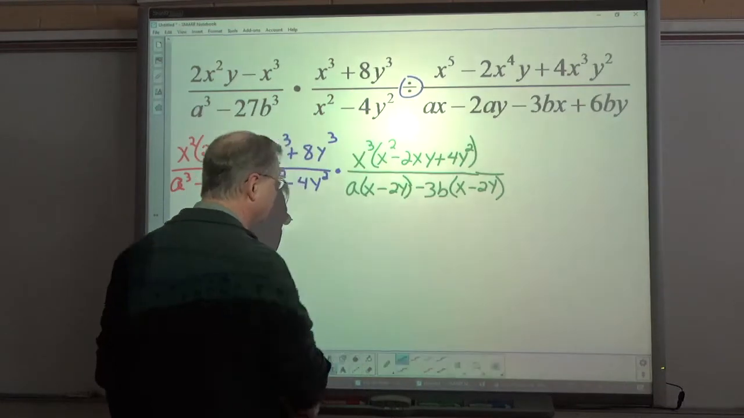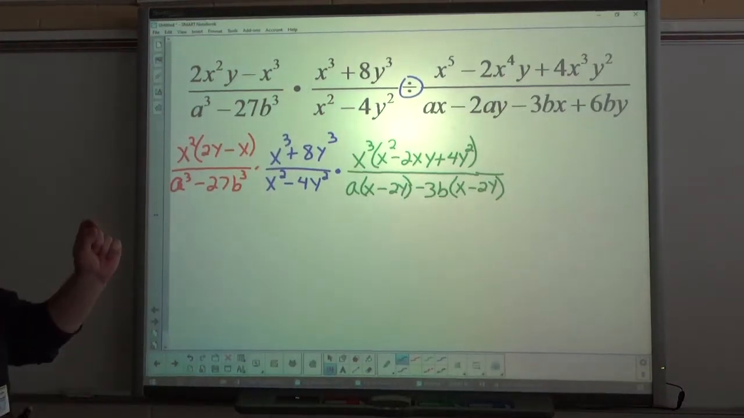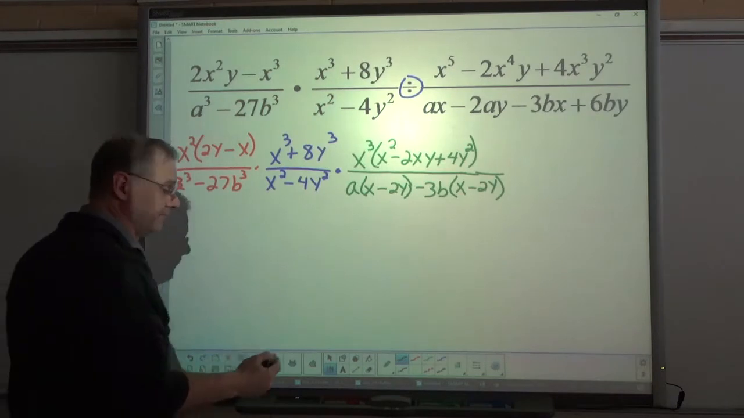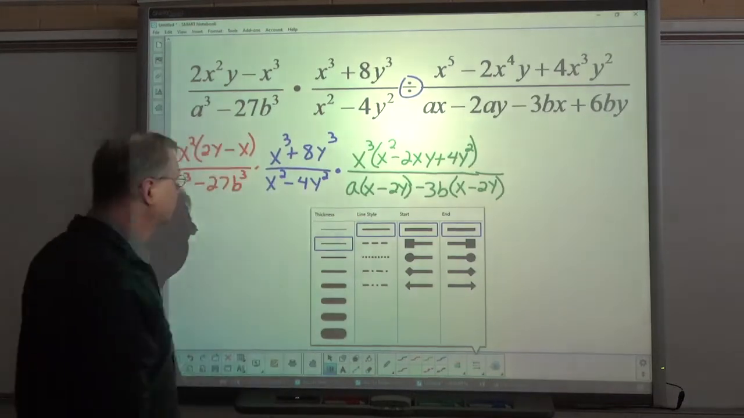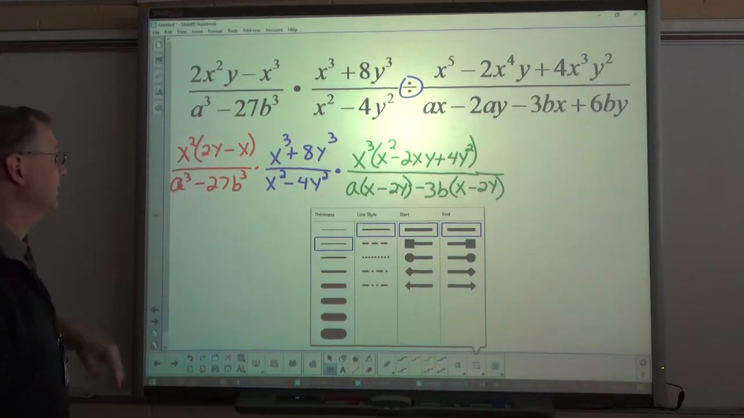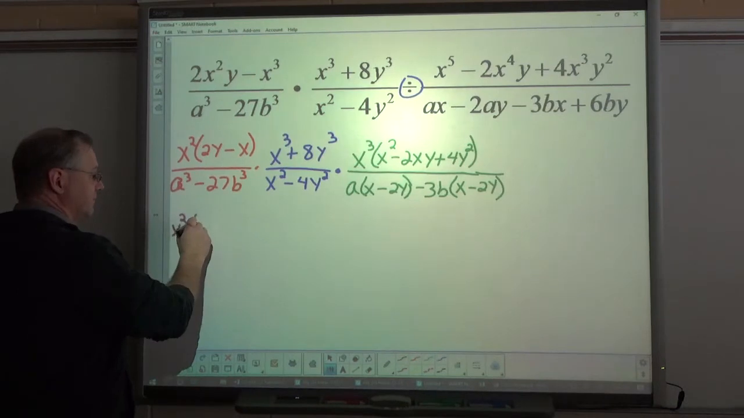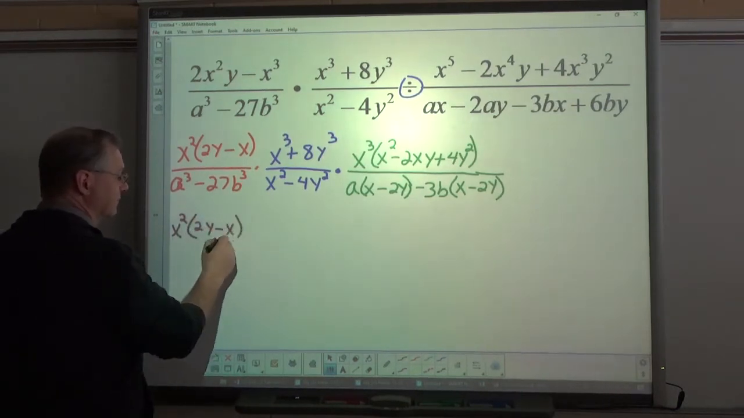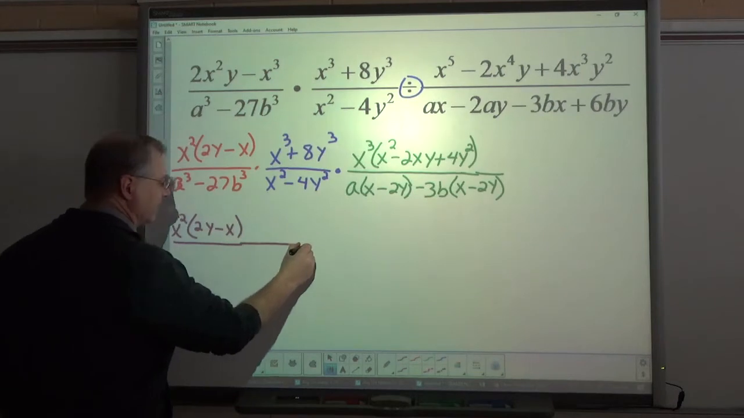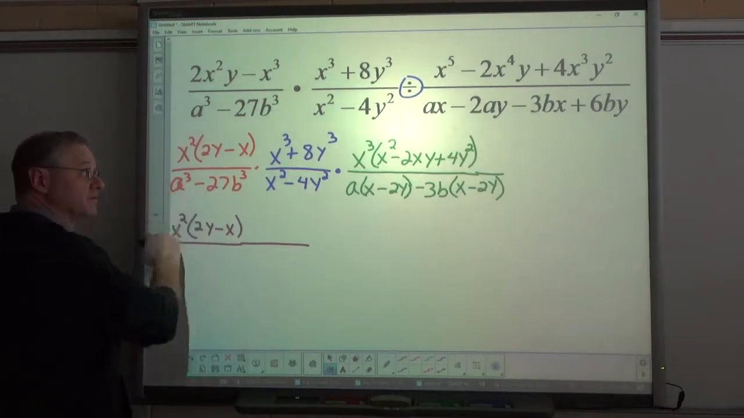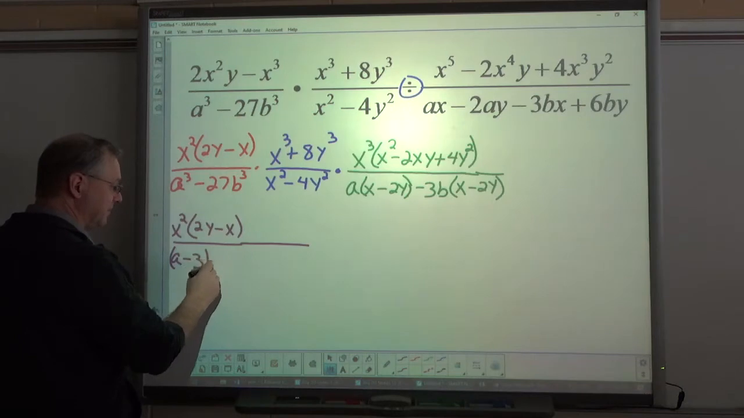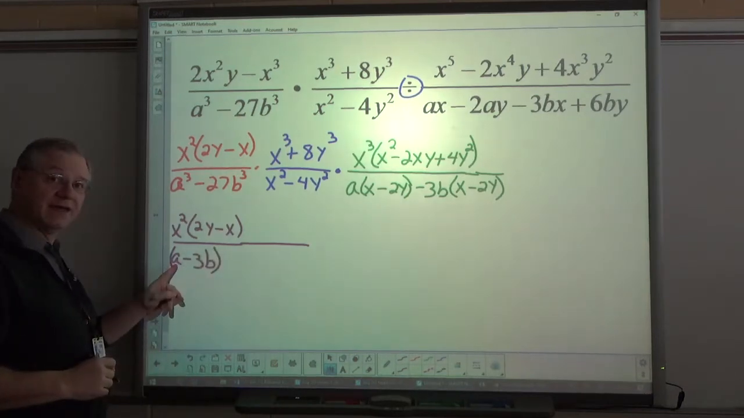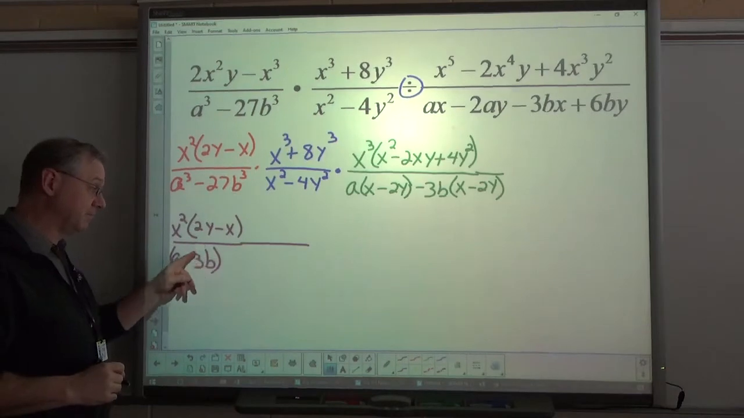All right. By changing the thickness of the line, it really gave me more room to work with. Now, a lot of work here. The first one, I can't do anything with. x squared, 2y minus x. This is going to have to be along the line. That's a difference of cubes. Wow, it's been a while since we did difference of cubes. That's a minus 3b. There's my a and my b.